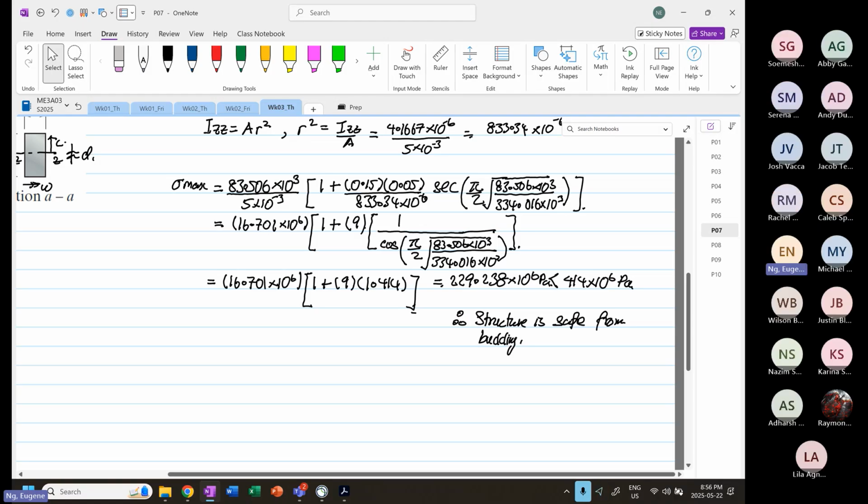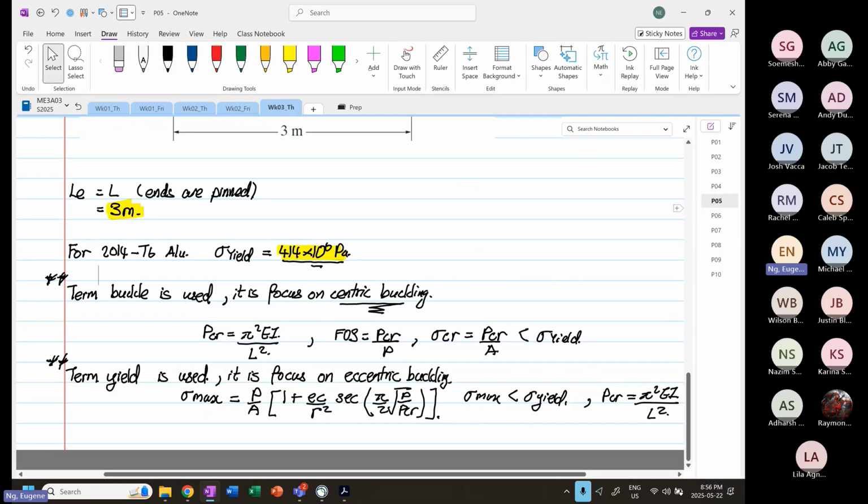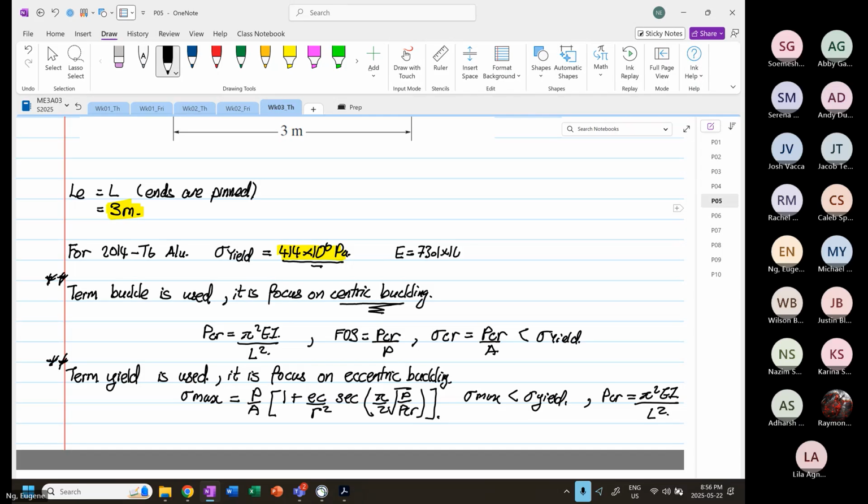is less than the yield of 414. Earlier, a student asked me, how did we get this value? Also, E is equal to, I think we use the Young's modulus of 73.1. These two values are from the material handbook. It's information that we are given.